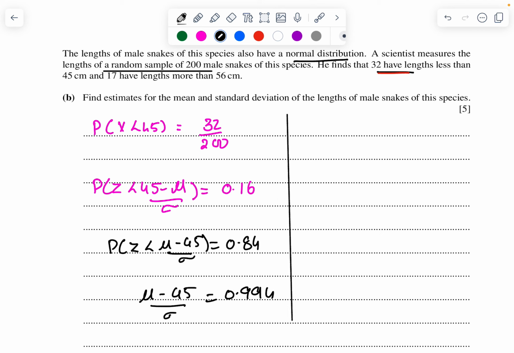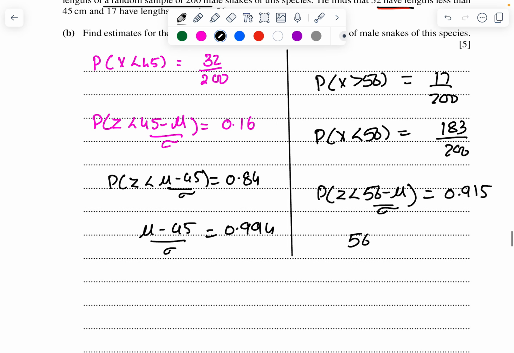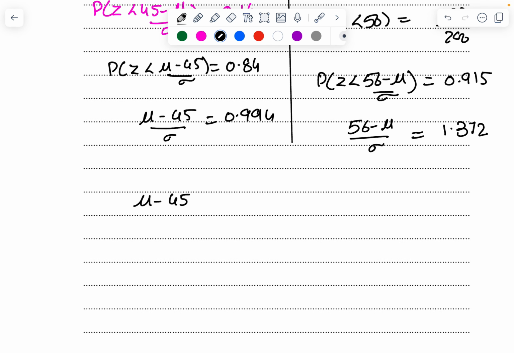Now for the next one, the proportion greater than 56 centimeters is 17 upon 200. So less than 56 will be nothing but what? The remaining 183 upon 200. So probability of z less than (56 minus mu) by sigma equals 0.915, which is (56 minus mu) by sigma equals 1.372. Now divide both: (mu minus 45) by sigma divided by (56 minus mu) by sigma equals 0.994 by 1.372.